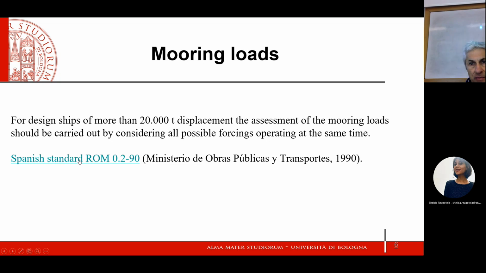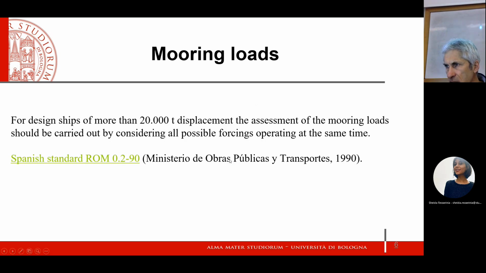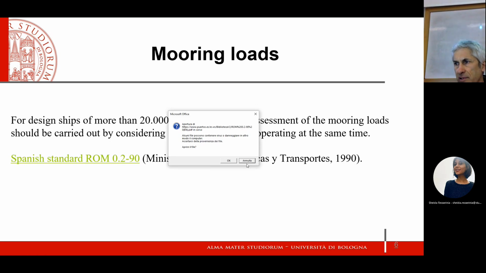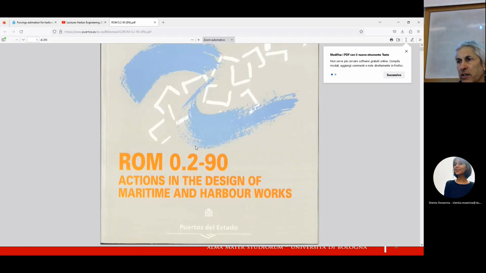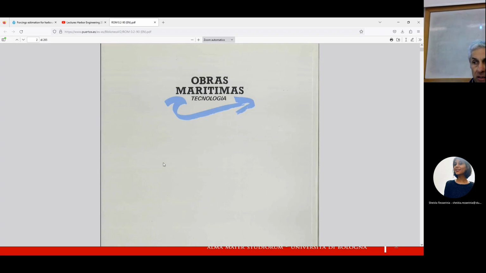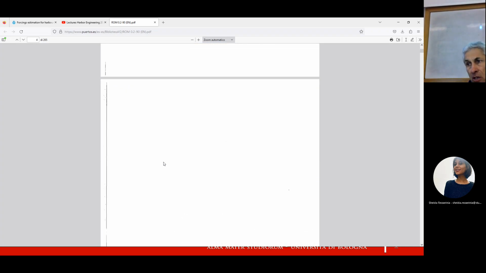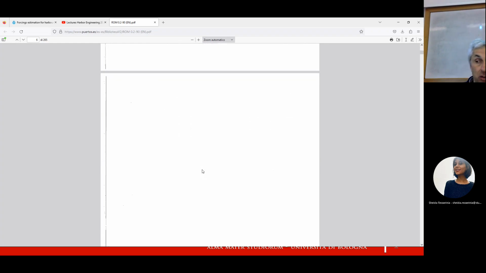And this is the Spanish standard, which I was referring to. Let me see if it opens. I think so. Let's see. And yeah, okay. Here it is, still available. Perfect. And I found it a well done guideline, and I didn't find anything similar in Italy. It is open, it is not old, it's quite recent. I don't remember the date. Okay, it's 30 years old, but not so much.